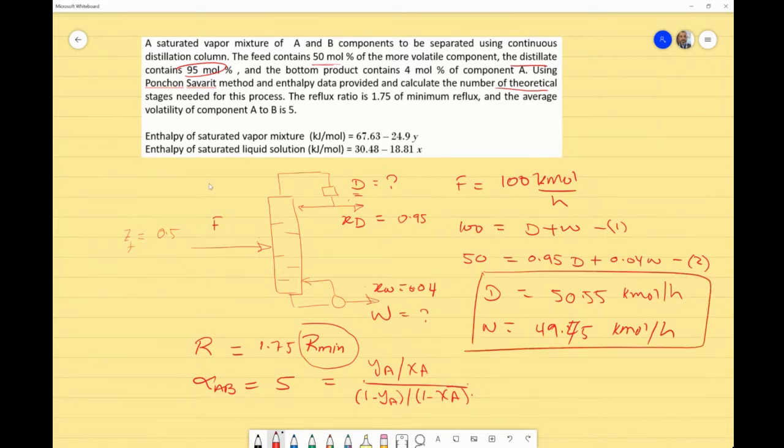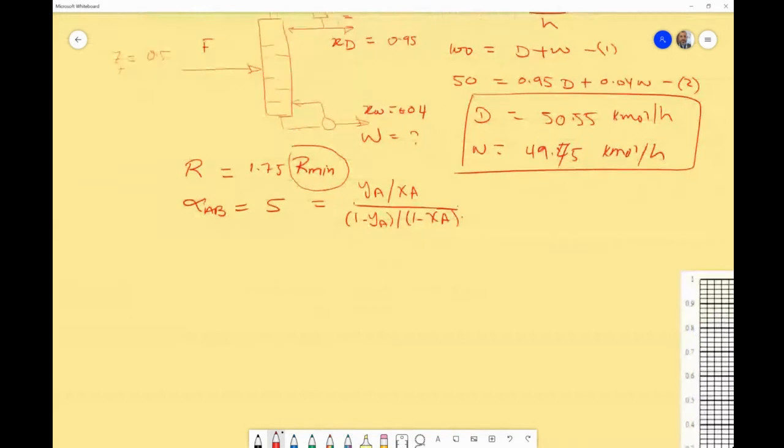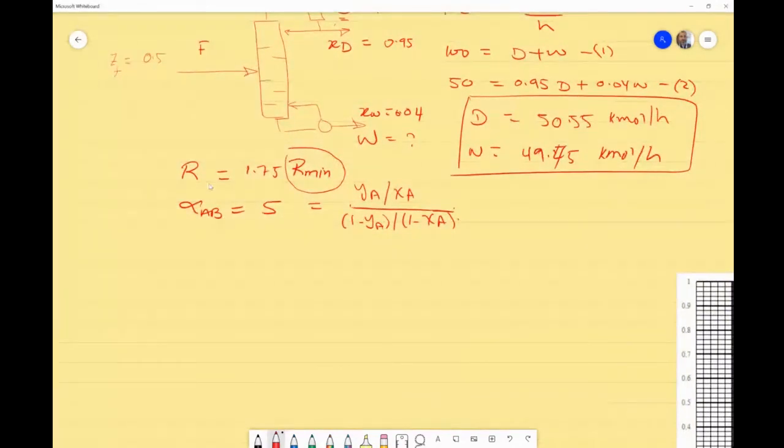Okay, now we come to the next step, which is determining the R minimum. How are we going to determine R minimum? I need to use the McCabe-Thiele method, because there is also another method that you can use to determine R minimum by using the Ponchon-Savarit graph, but it will give you almost the same answer. So there is no need to waste your time on that approach. So we will stick to the McCabe-Thiele method.